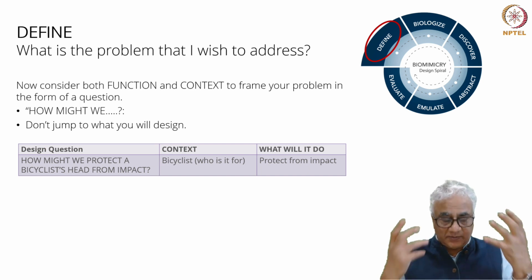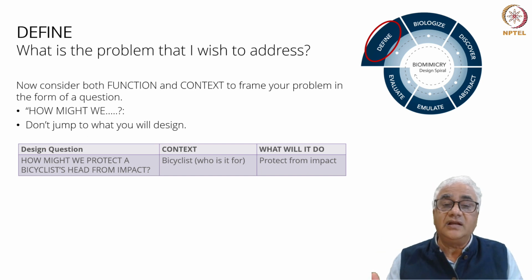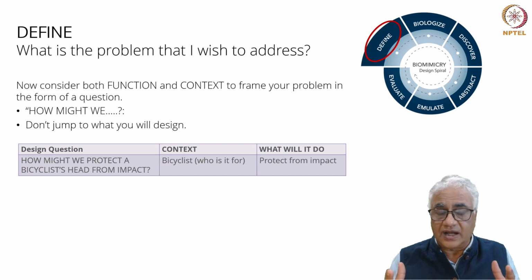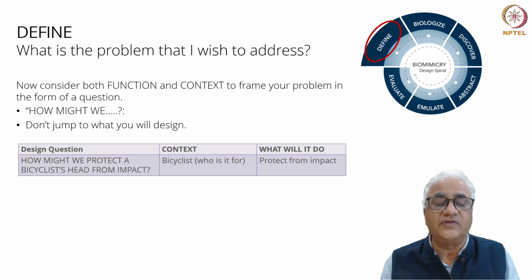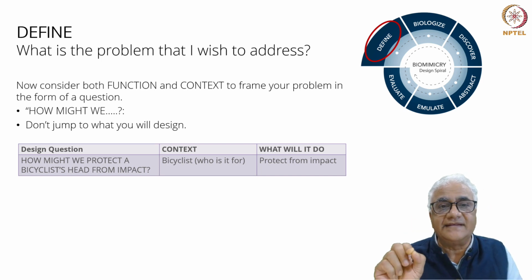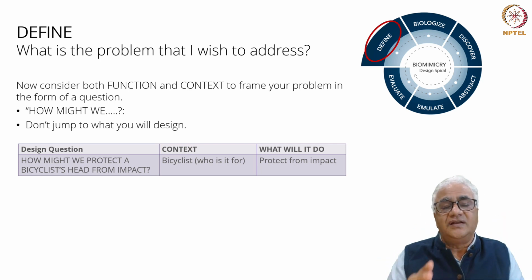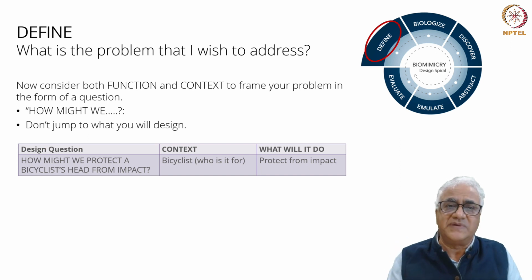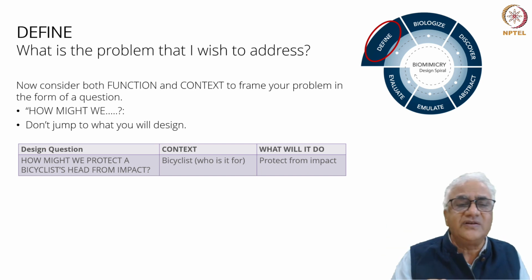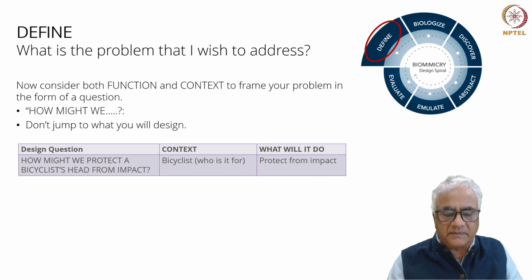You are a designer. You are a problem solver, and you know that cyclists have a problem when they fall down, right? And there have been many accidents, and you are unhappy about it. You want to do something for them. So the problem you are solving is, how might we protect a bicyclist's head from impact? If you are thinking of a helmet, please don't think of a helmet. Please, you have to resist the temptation to look for the idea the minute you listen to a problem. Please. How might we protect the bicyclist's head from impact?